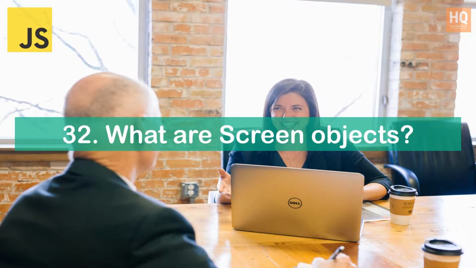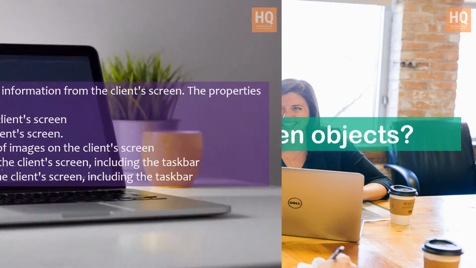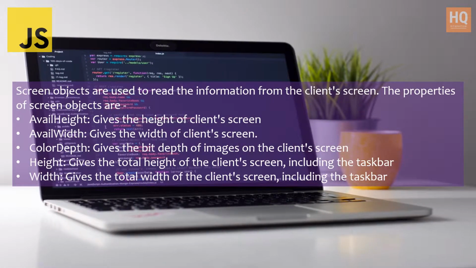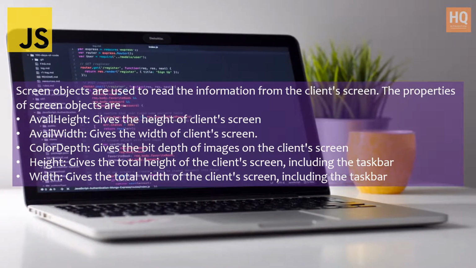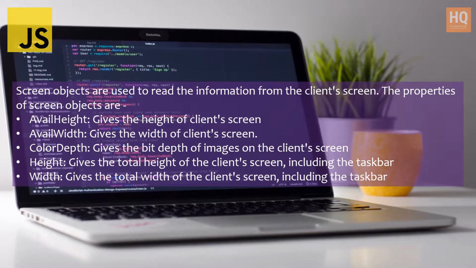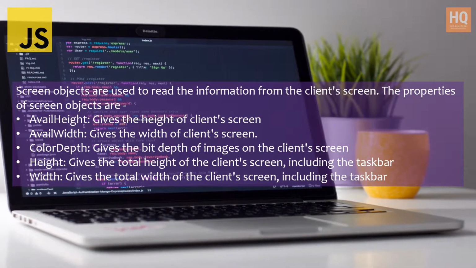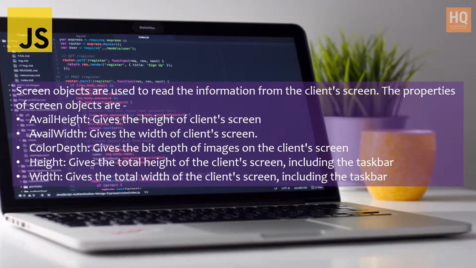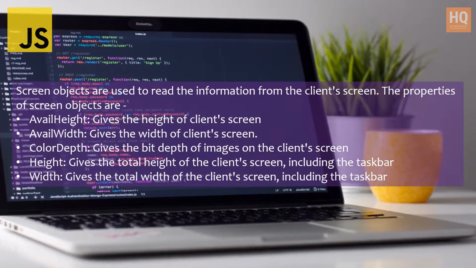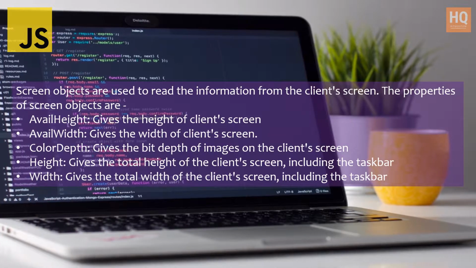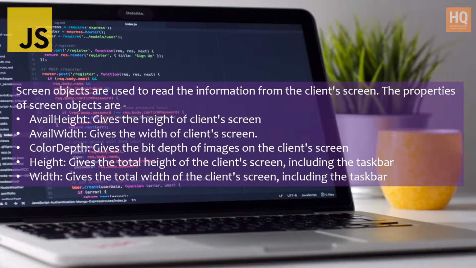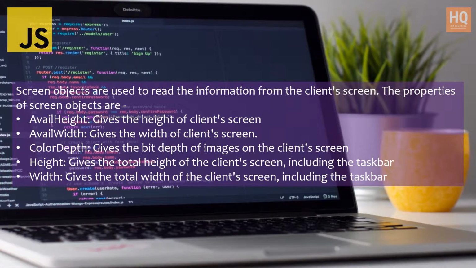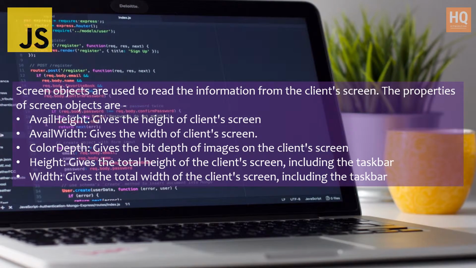What are screen objects? Screen objects are used to read the information from the client's screen. The properties of screen objects are availHeight, which gives the height of the client's screen. availWidth gives the width of the client's screen. colorDepth gives the bit depth of images on the client's screen. height gives the total height of the client's screen, including the taskbar. width gives the total width of the client's screen, including the taskbar.